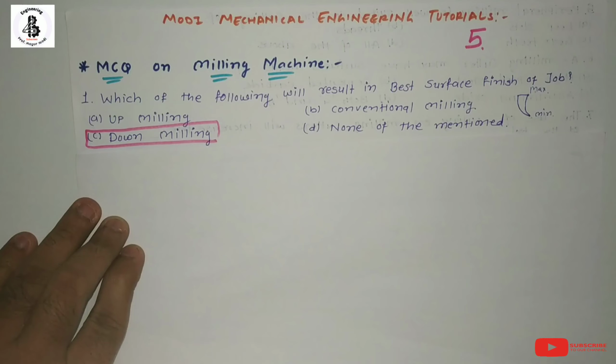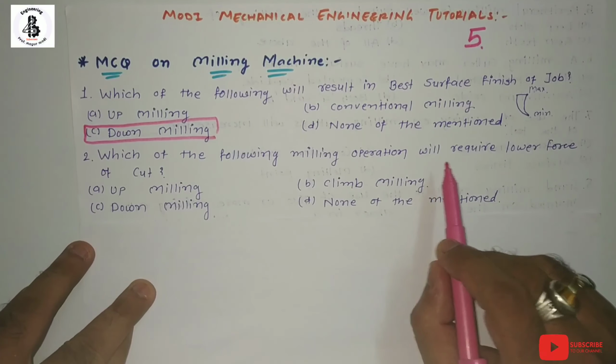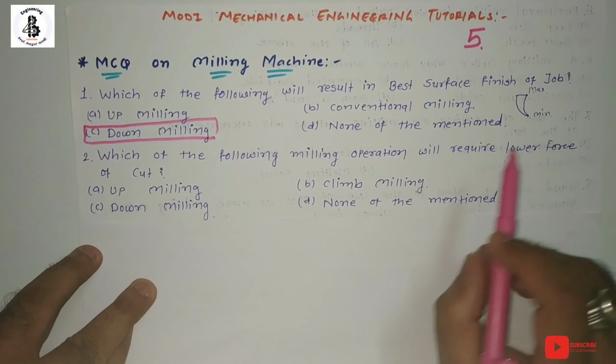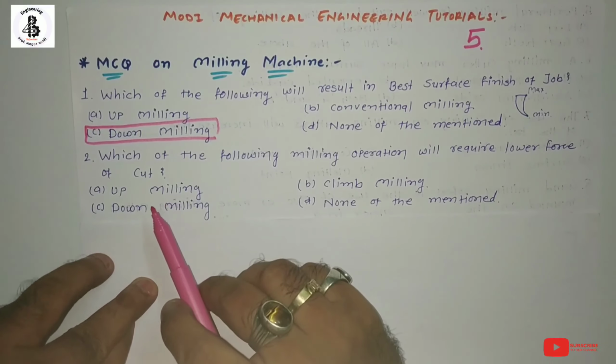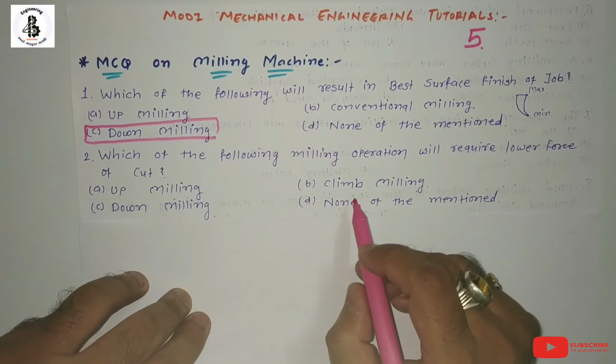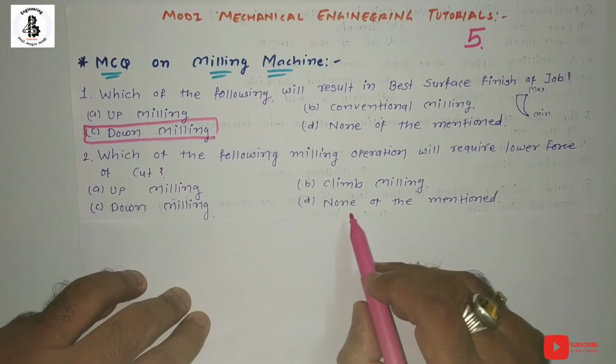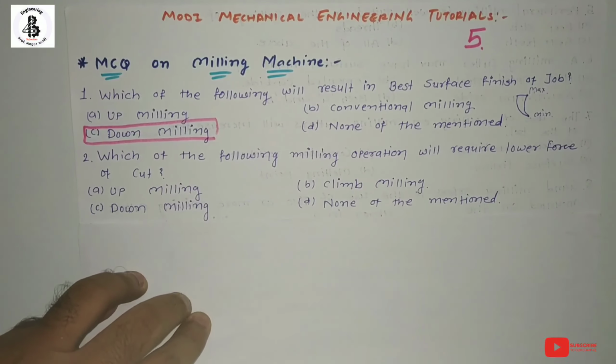The next question: which of the following milling operations will require lower force of the cut? Option A, up milling process. Option B, climb milling process. Option C, down milling process. And option D, none of the mentioned.